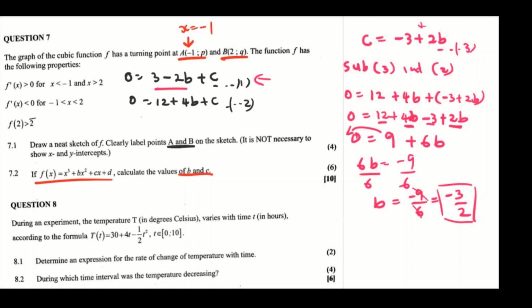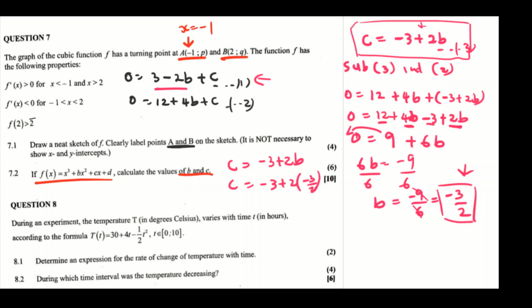Let's find C. We equated C to be this. So C is equal to minus 3 plus 2B, of which my B is minus 3 over 2. So C is equal to minus 3 plus 2 into minus 3 over 2. So this 2 cancels out this, so C is equal to minus 3 minus 3, C is equal to minus 6, right? So we are done finding B and C for this question here, right?